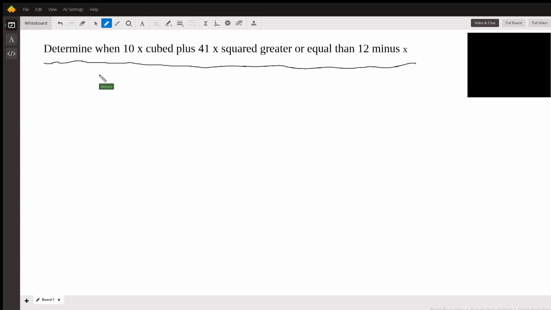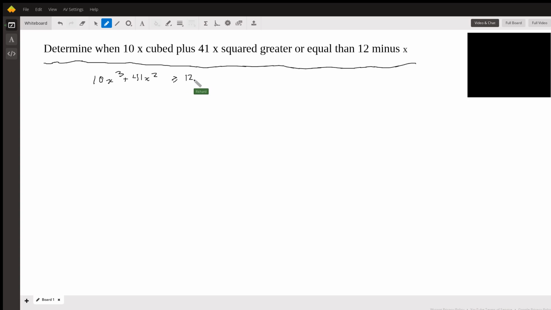This is an Algebra 2 question. We want 10x cubed plus 41x squared greater than or equal to 12.